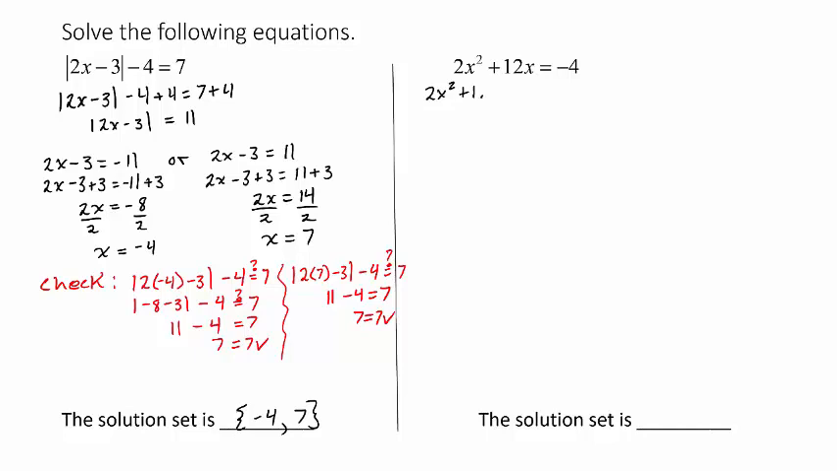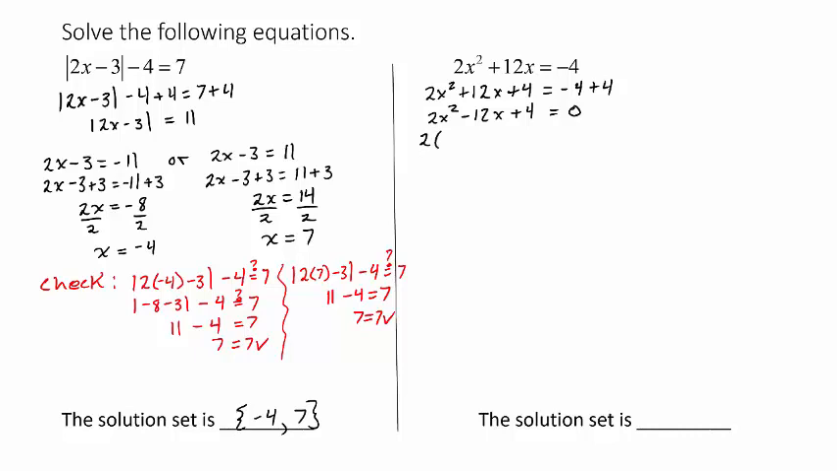2x squared plus 12x plus 4 equal to negative 4 plus 4, right? Keep it balanced. Okay, so I have 2x squared minus 12x plus 4 equal to 0. I notice that the leading coefficient is not 1, but I also know that the coefficient of 2 divides 12 and also 4, right? Everything there is even. So I can pull a 2 out.